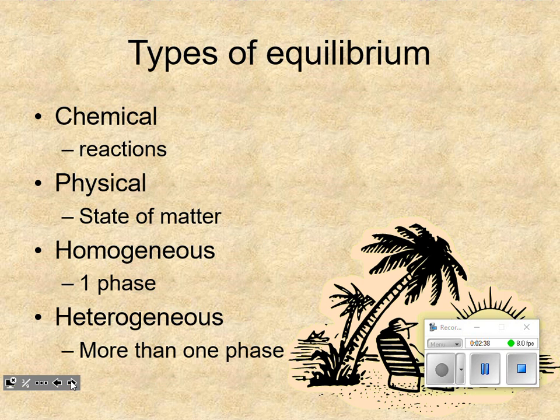Homogeneous is when all of the components of the equilibrium system are in the same phase. Heterogeneous is when there's more than one phase. That vocabulary is not essential, but it is something that our textbook did bring up that we should be aware of.